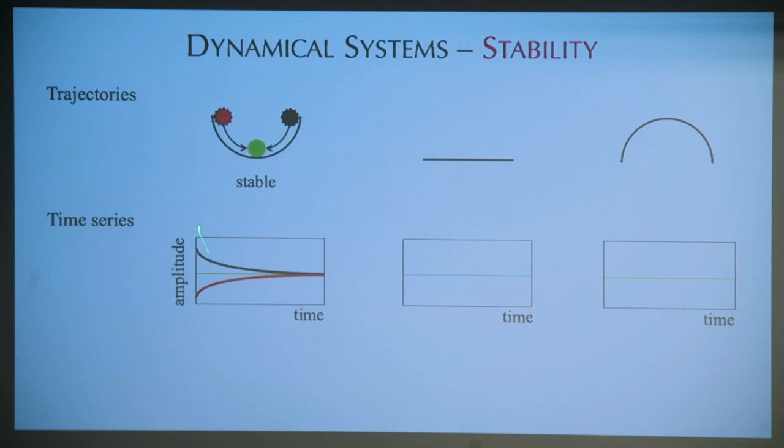And we see at the beginning it's very fast. It's accelerating and then decelerating the closer it gets to the bottom of the valley, and that's what you see also in the time series. At the beginning, it's rather steep, and then it gets flatter and flatter, and this is stable.